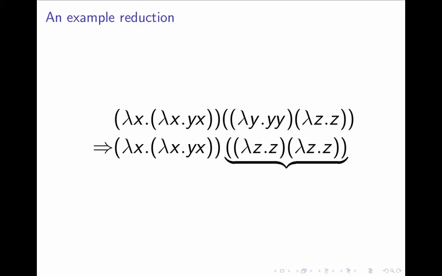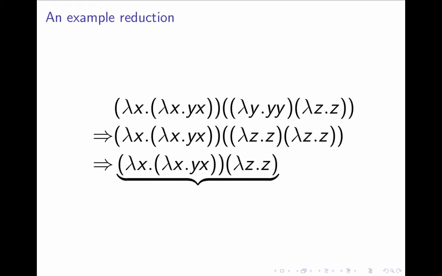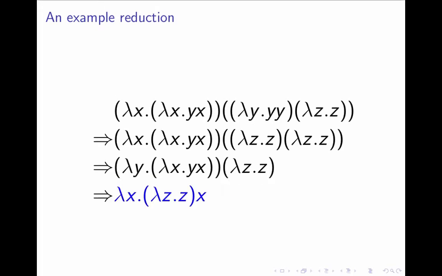And we have a beta redex again. And we can reduce that to this. And again, we have a beta redex. Here's the beta redex. We substitute again. And now we cannot continue any further because we cannot reduce underneath an abstraction. So that's as far as we get here.